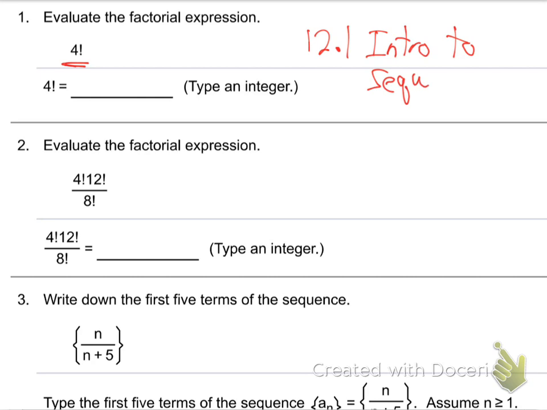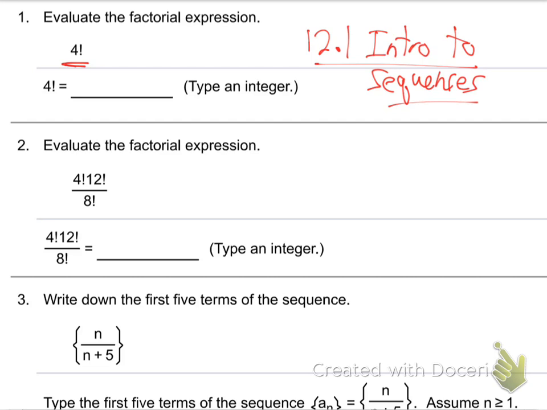12.1 is an intro to sequences. Chapter 12 is all about sequences and series, which basically means a list of numbers. This is basically the last algebraic topic, so that you've seen everything for calculus. This class is kind of a catch-all as you get ready for calculus. We've done matrices and I won't list it all. We've done everything. All we've got left is sequences and series.